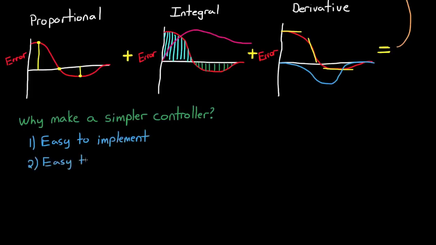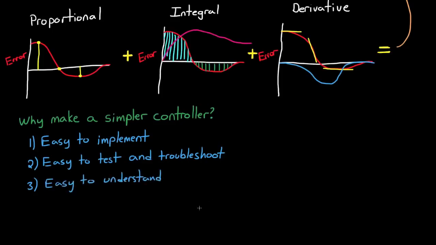One, a simple controller is easy to implement. Two, a simple controller is easy to tune, test, and troubleshoot when there's problems. And three, a simple controller is easy for other people to understand, which is important when you work in a large project and interface with other groups that have to buy into the control logic. For example, a software or hardware team that has to implement it.